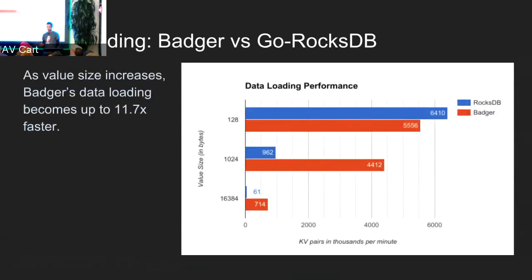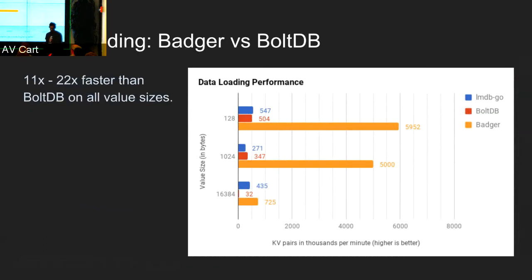We ran some benchmarks over a period of time to test Badger's performance compared to GoRocksDB and BoltDB. Against GoRocksDB, Badger's write throughput becomes up to 12 times faster as value size increases. Against BoltDB, Badger's write throughput ranges from 11 times to 22 times faster on all value sizes tested.